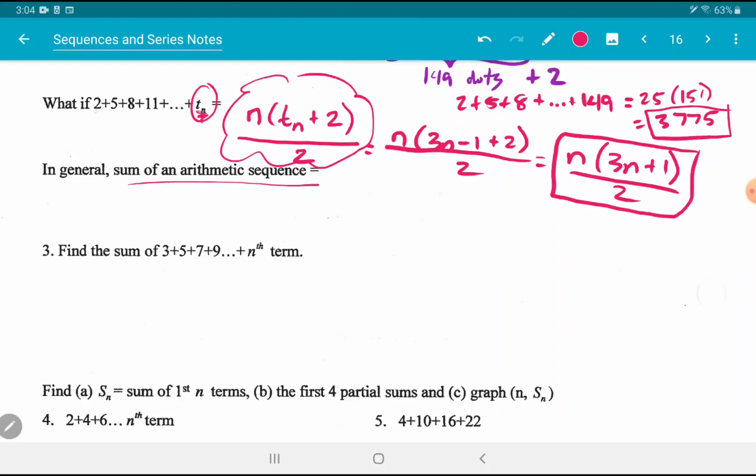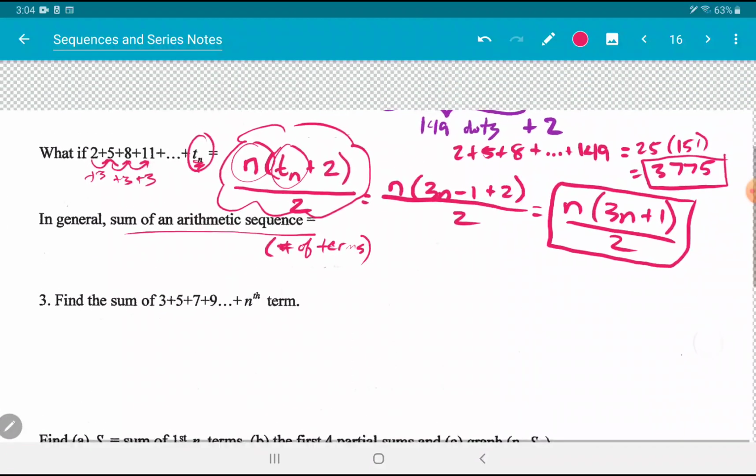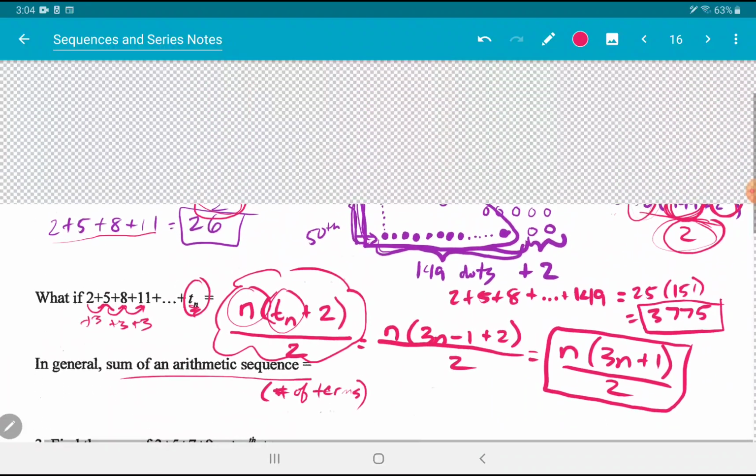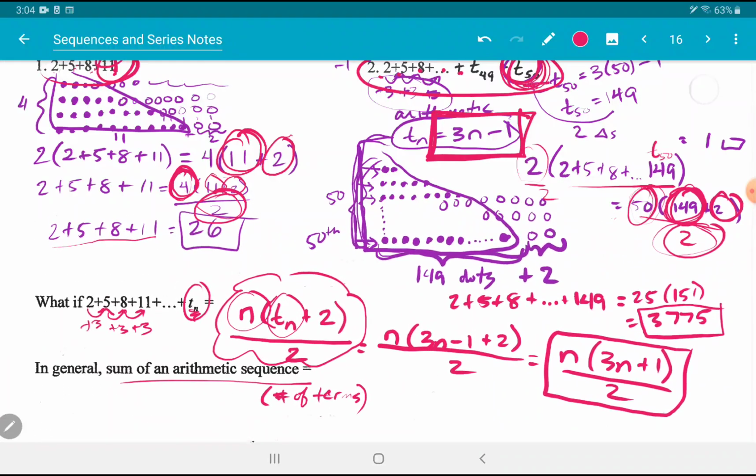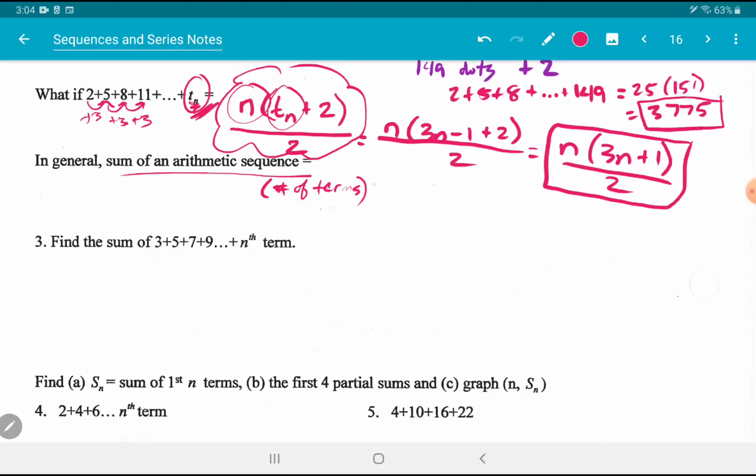an arithmetic sequence, right? This was an arithmetic sequence because you're always adding 3 every time. What you do is you take the number of terms, that's the n value, and you multiply it by t sub n. What's t sub n in your sequence? Well, notice how it's always that last number. Sorry, it's very messy right now. But you can see here that it's always your last number. So number of terms times your last number.